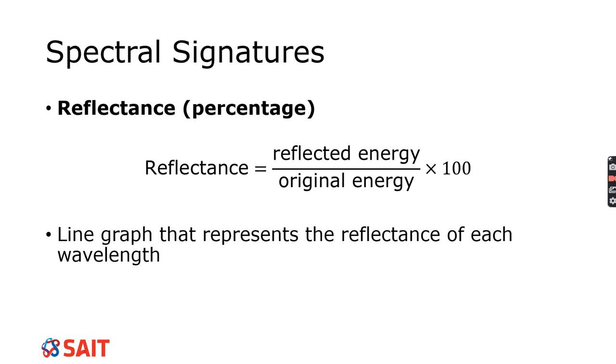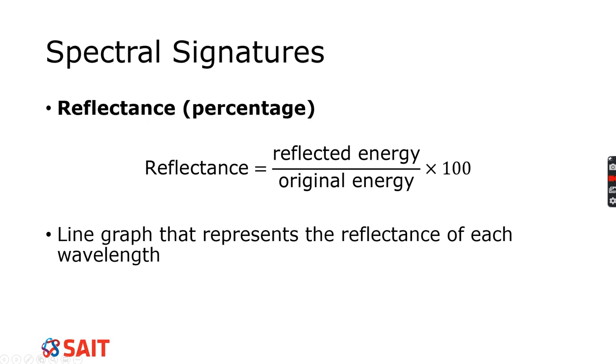So going back to talking about spectral signatures, which comes into play when we deal with contrast enhancement. Spectral signatures are a measure of the reflectance of a particular range of energy. If we have reflected energy and the original energy that comes from the sun or from the sensor itself, then we multiply by 100 to get a percentage. So the reflected energy divided by original energy multiplied by 100 will give me my reflectance.